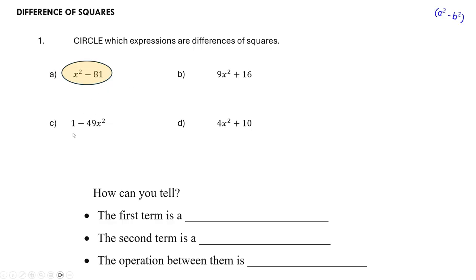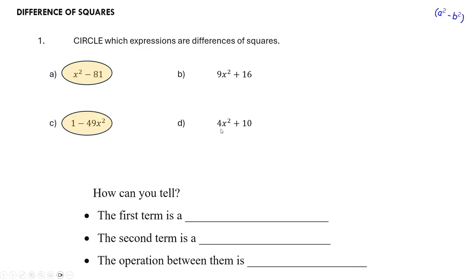Coming over to C, 1 is a perfect square. 49x squared is a perfect square. The square root of 49 is 7, and the square root of x squared is x, so the square root of 49x squared would be 7x, and it is separated by a negative sign, so it's a difference of squares, so we can circle that.